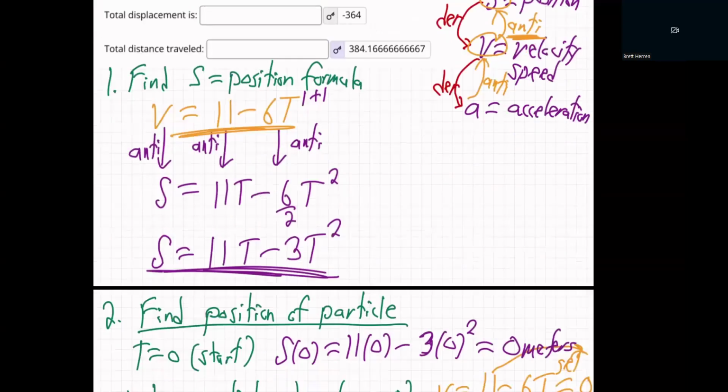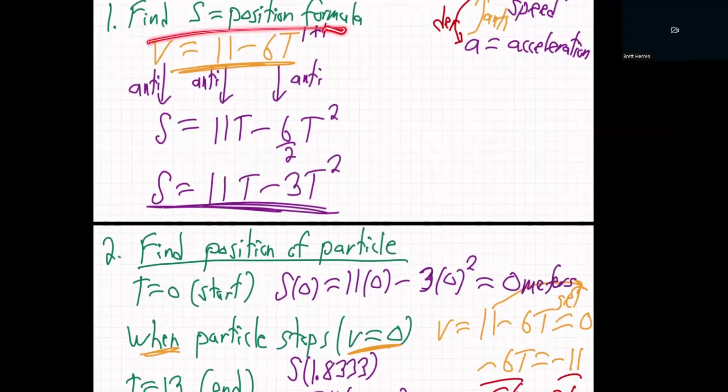Okay, so what have we done so far? Step number one, we found the position equation by doing the antiderivative. This tells us the position of the particle at any time. Let me write that.